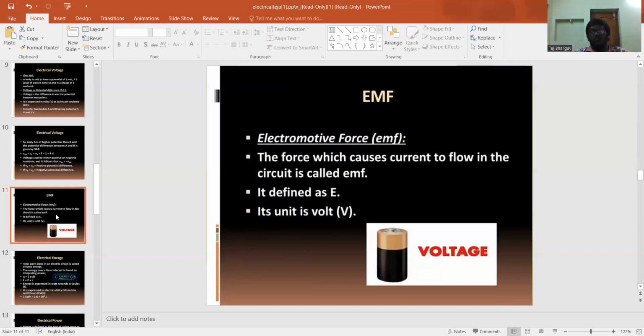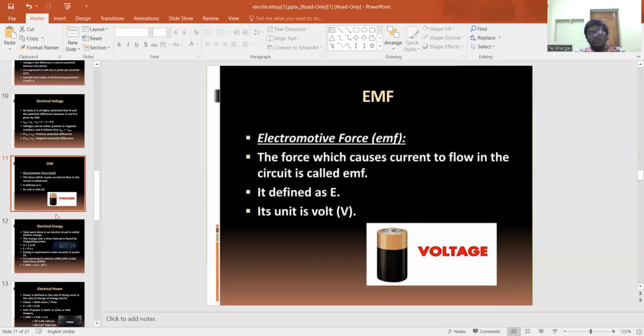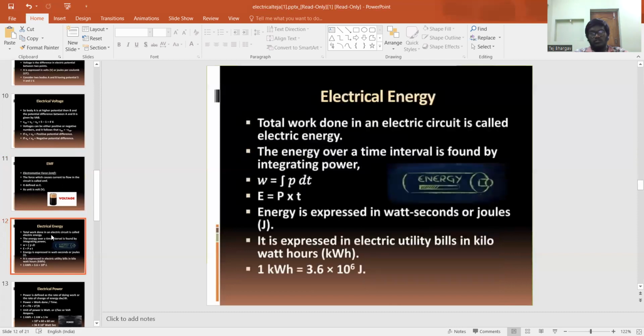EMF, electromotive force. The force which causes current to flow in the electric circuit is called EMF. Whenever we need to push or pull something, we need some force in order to pull or push that particular charge. This force is known as electromotive force. Its unit is volts.